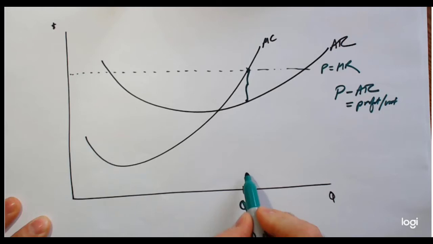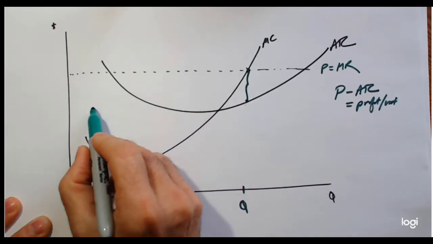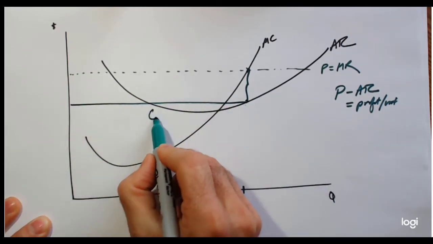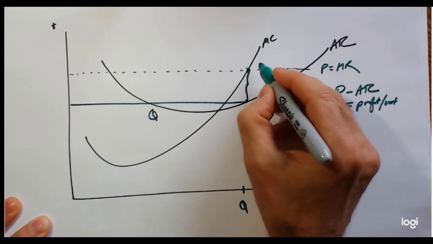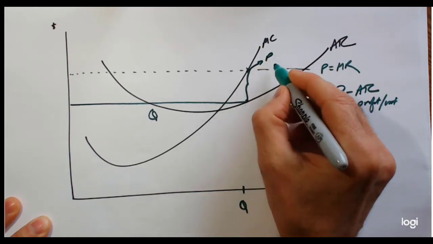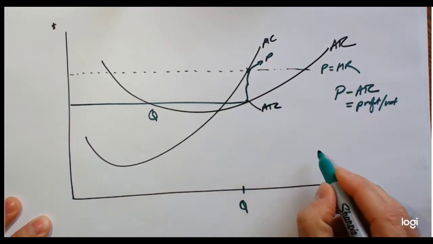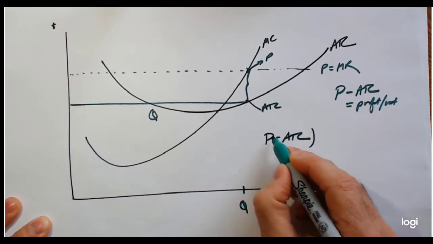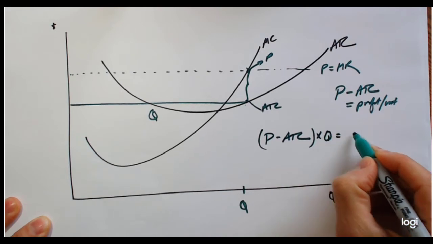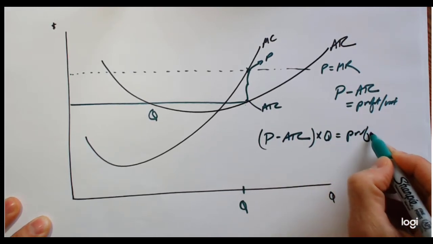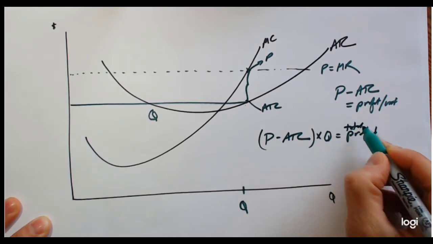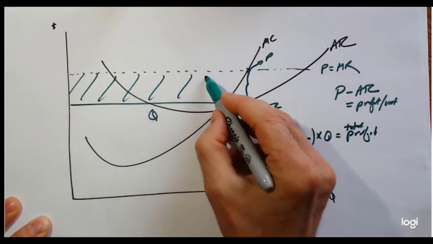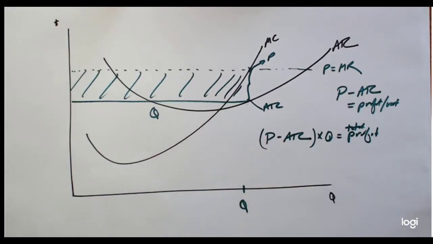And so we're going to take Q. This is Q from here to here. This is quantity. And this is going to be price. And this is ATC. So price minus average total cost times Q is going to equal our total profit. So I should put total here. That's this whole area. Okay.